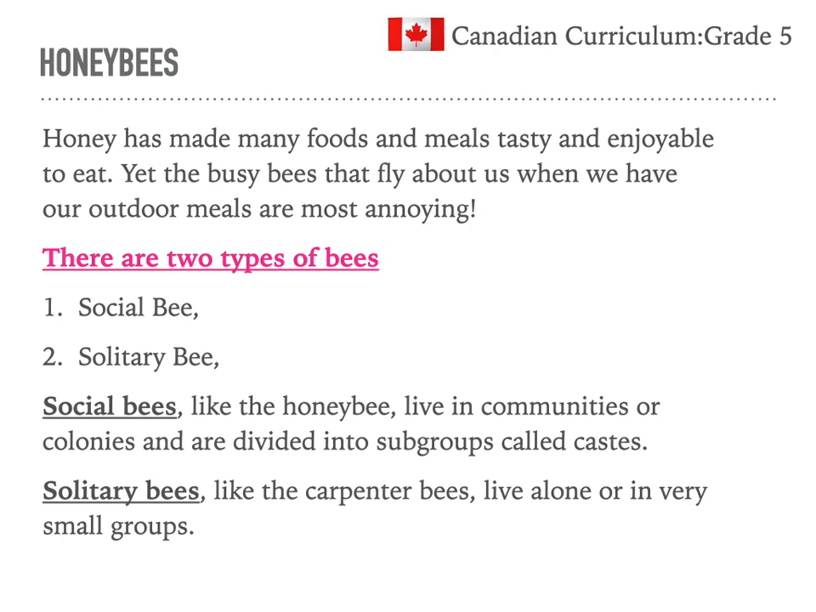There are two types of bees: social bees and solitary bees. Social bees, like the honeybee, live in communities or colonies and are divided into subgroups called castes. Solitary bees, like the carpenter bees, live alone or in very small groups.